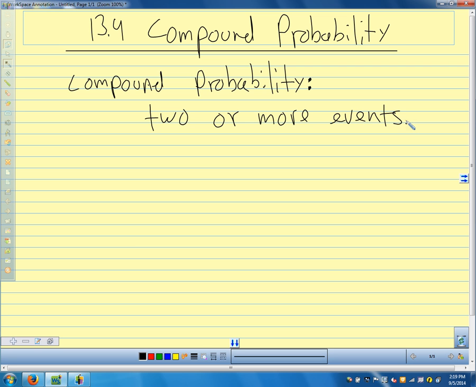An example of a compound probability would be draw a 5 and then a king from a deck of cards. So we're doing two separate things. We want to find the probability of that happening all together. And there's a way we can work with the probability of each one to find the probability of our compound event. There are several different types. We can have independent events.